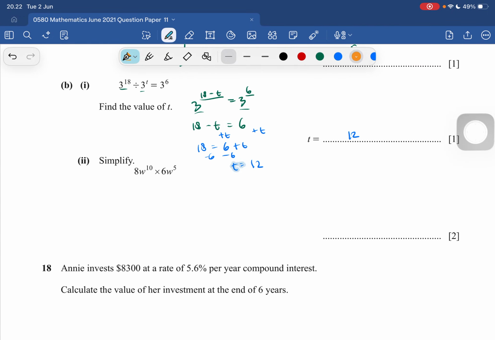Okay, we can simplify it. So the number 8 multiplied by 6 is equal to 48. And w, if this is multiplication with the same base, we can just add the powers. So 10 plus 5, so this is the power of 15.